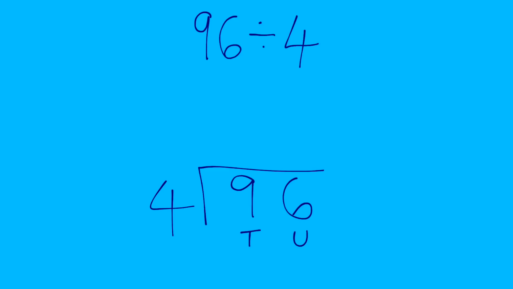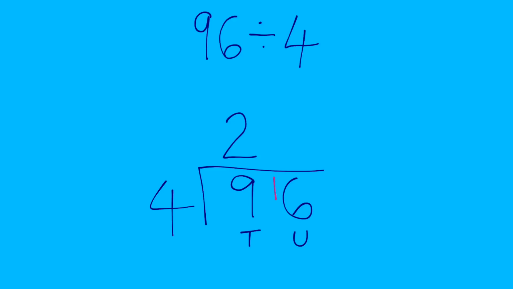I know that 4 goes into 9 twice, so I write that above, making sure that the columns are lined up. I can check that because 4 times 2 is 8, so I know it does go into 9. Because 4 times 2 is 8, that means I have 1 left over, so I'm going to carry that 1 to the next column. I've now created the number 16.